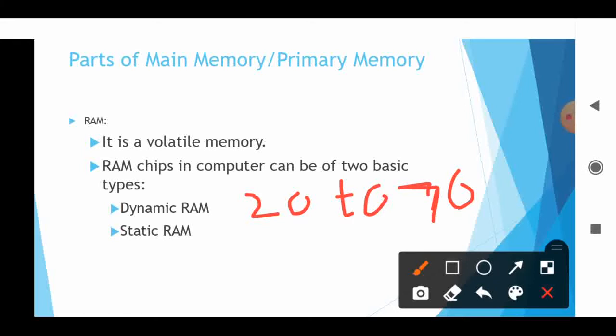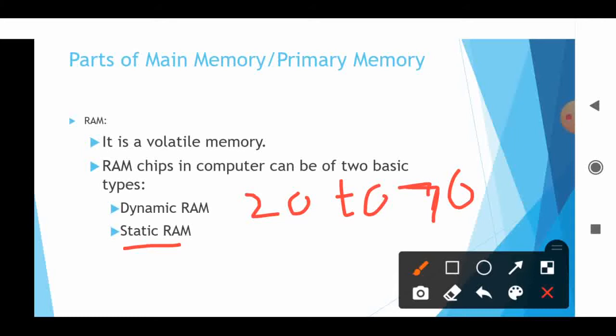Static RAM is made up of flip-flops and it will access the data faster than the dynamic RAM. Static RAM is used in specialized applications, while dynamic RAM is used for the primary storage section of the computer. Can you understand? Dynamic RAM is made up of transistors and capacitors.